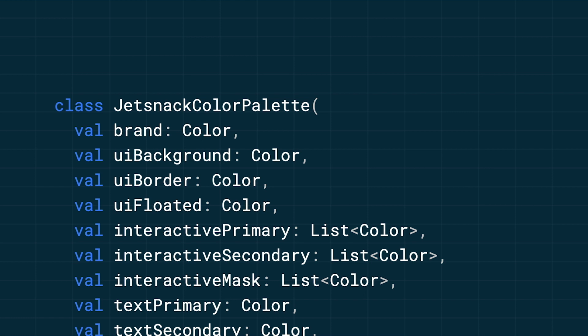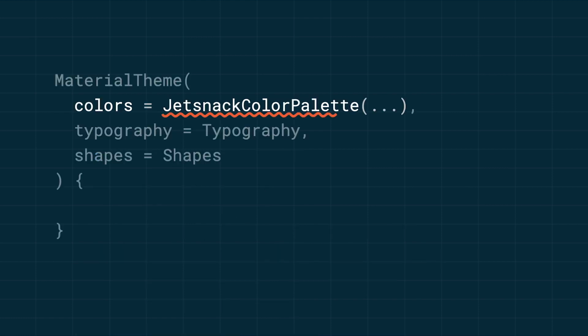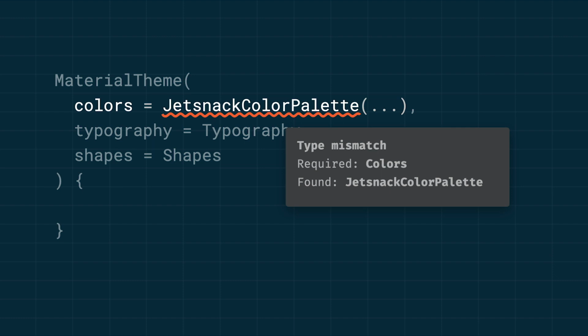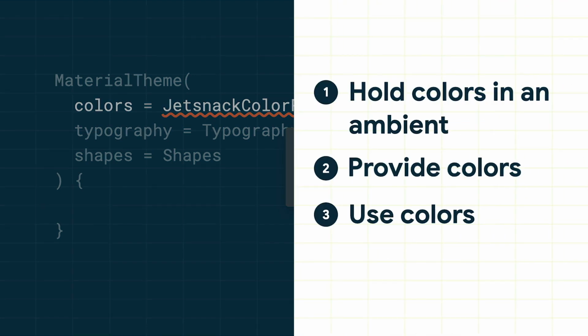To implement this, we can model the color system like Material did with our own design system's semantic names and represent the gradients as lists of colors. Now, we can't just pass this to the Material theme composable, as it doesn't understand this type. Instead, we can do exactly what Material theme itself does under the hood to implement our own color system. There are 3 steps to doing this. First, define an ambient to hold your colors.